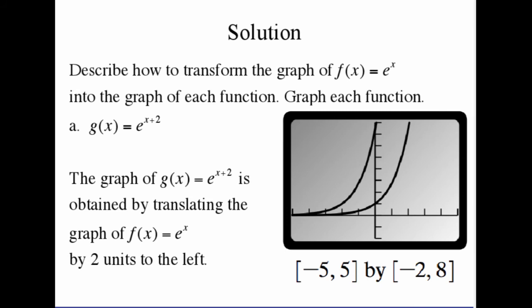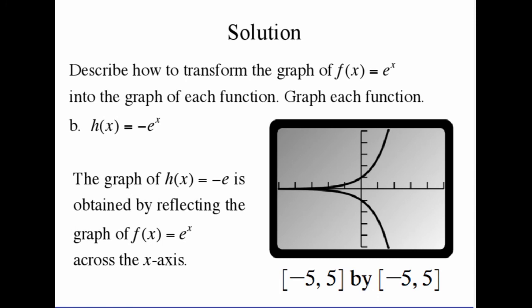So here is our transformation of e to the x, where g of x equals e to the x plus 2. Again, we're adding 2 to the input value, so this is going to involve a translation to the left 2 units. This is e to the x, and over here this is e to the x plus 2. So all values are translated left 2 units.